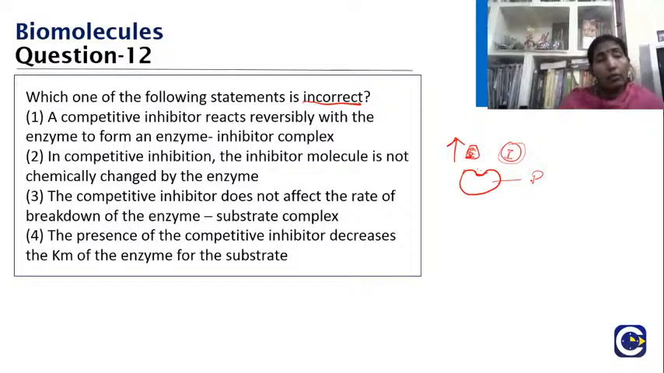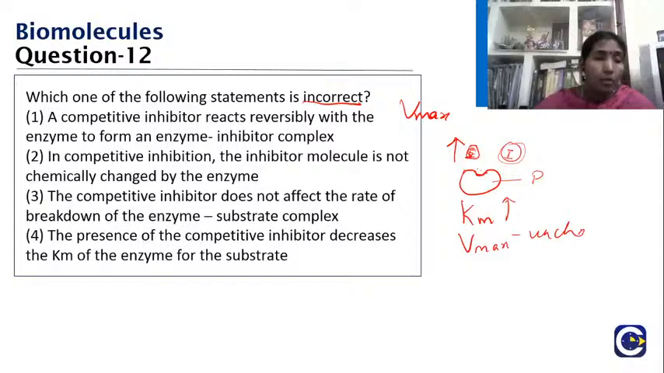Now another thing: whenever the substrate concentration is increased, the inhibitor effect will get nullified, and at the same time the Km changes. What is Km? It is the substrate concentration required to achieve half the Vmax. What is Vmax? The maximum velocity of that enzymatic reaction. So what happens here? The Km value will increase in competitive inhibition, and the Vmax will remain unchanged.